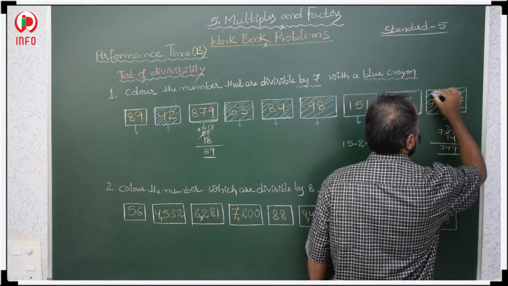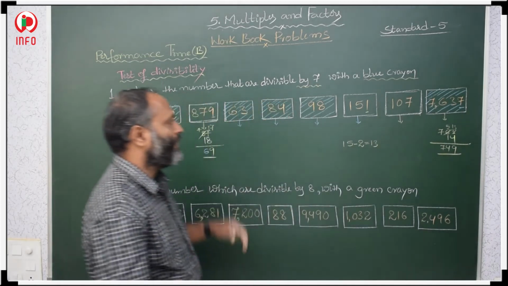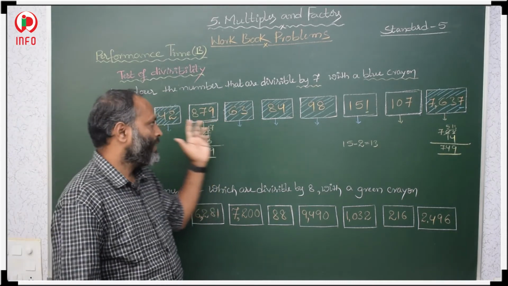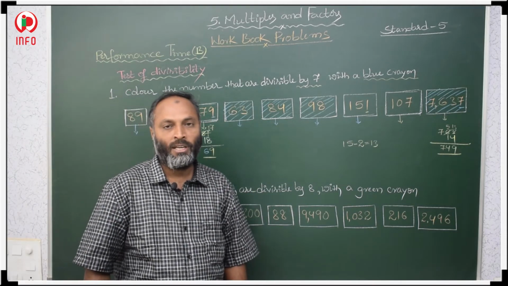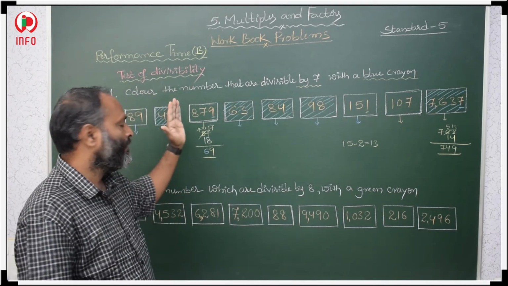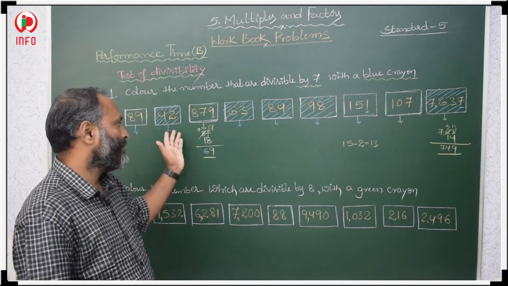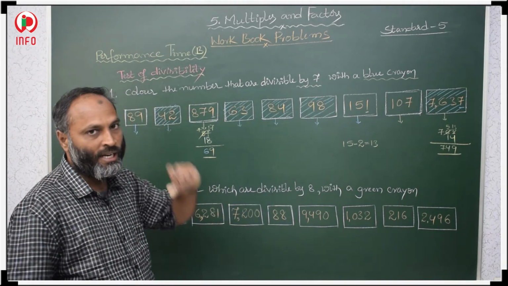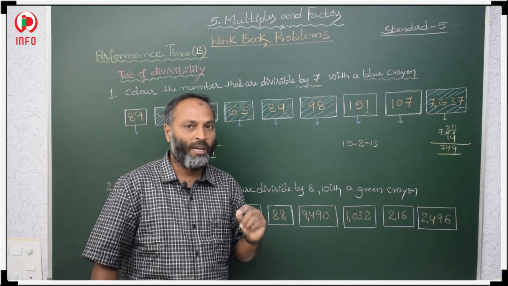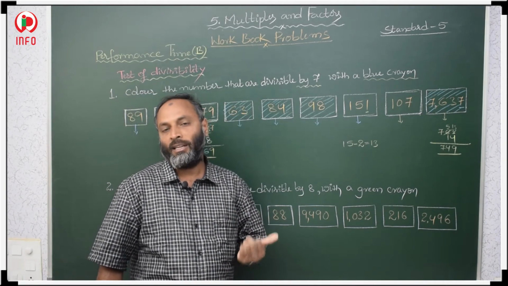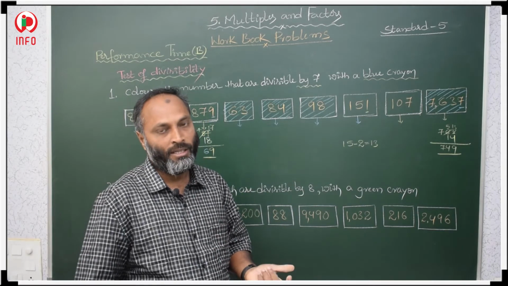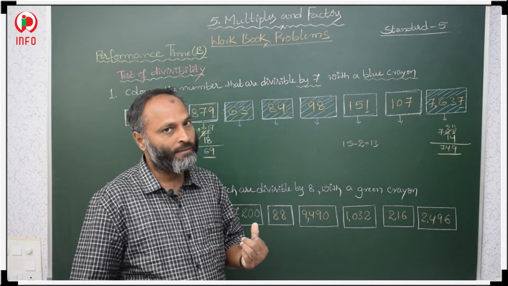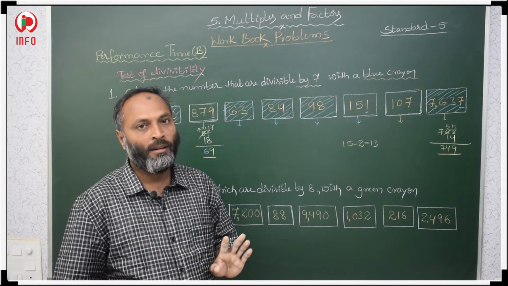So in this question, what we did: first we checked the 2-digit numbers, which is very easy. First we go for 2-digit numbers and decide which numbers are divisible by 7. Those numbers we first color blue. Then after that we checked the 3-digit numbers. The condition for 7 is, first we double the ones place digit, and that value we subtract from the remaining digits. If the difference is divisible by 7, then the number is divisible by 7. Otherwise, it is not a divisible number.